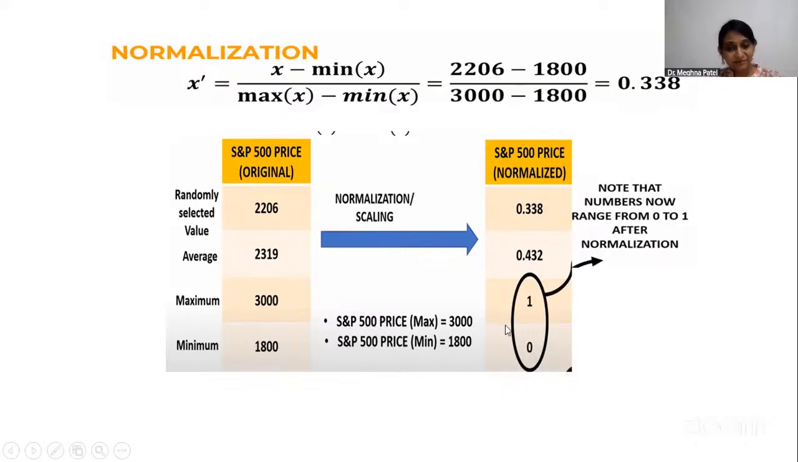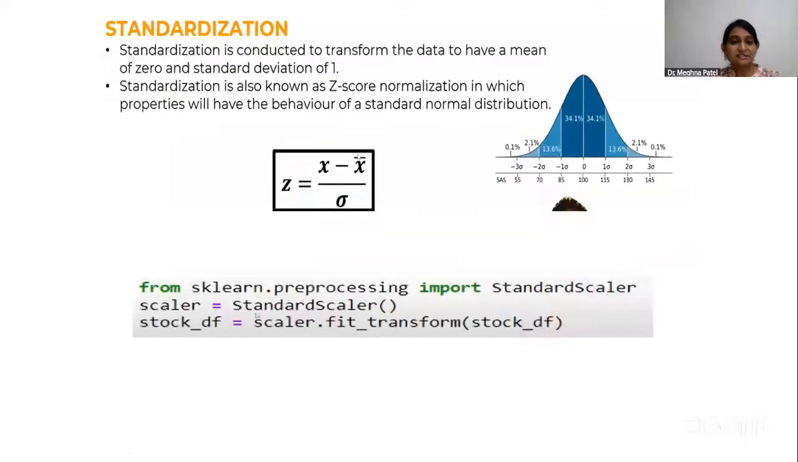So this is just to show you that all the data lie between 0 and 1, and we are confirming that the minimum value is converted into 0, and the maximum value is converted into 1. Whatever numbers you get range from 0 to 1 after normalization. So like this you can do the scaling.